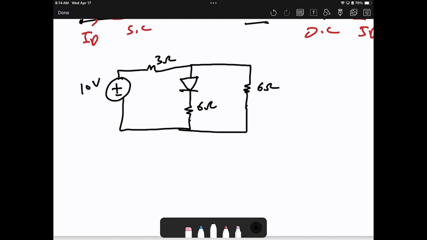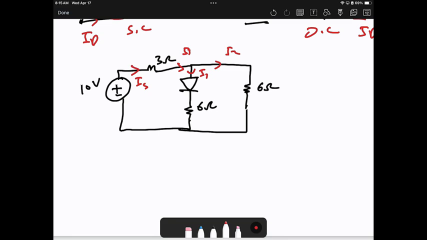Remember, the diode will allow the current to flow in one direction. When you see these kinds of questions, we assume the current direction. The current will go out from the positive of the source, right? Here is the current, I'm going to call it IS. Then it will split into I1 and I2.